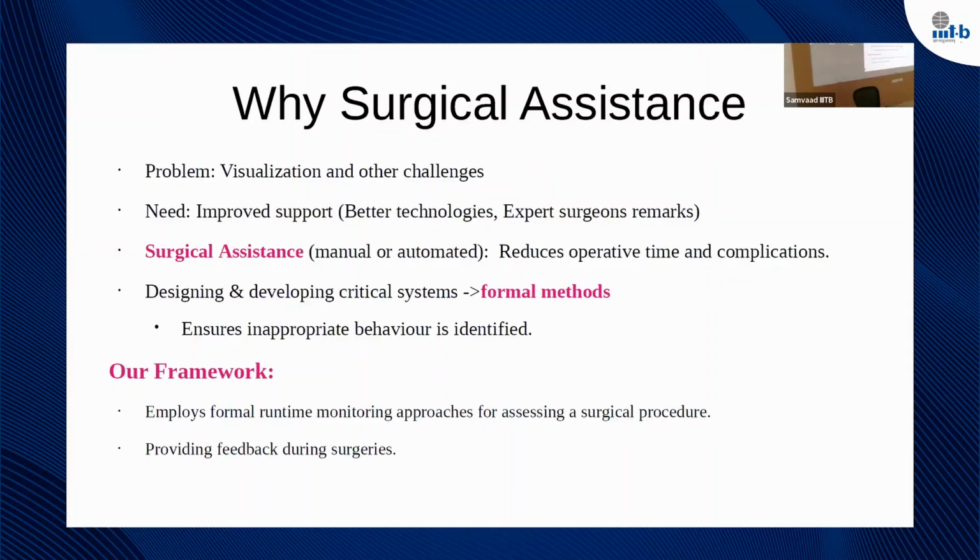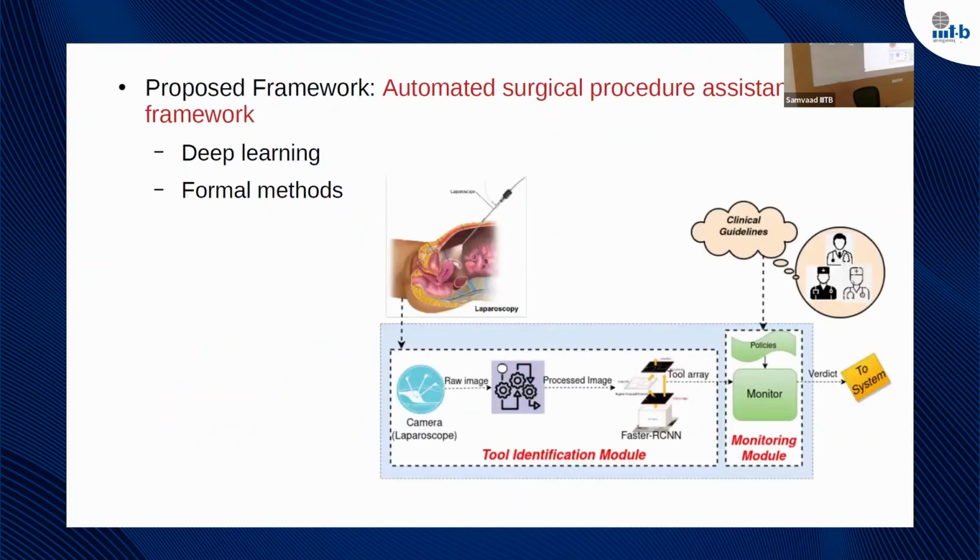And formal methods have been used to design these kinds of safety critical systems, where we can identify inappropriate behavior. The good or bad behaviors, we can write in terms of policies, and we can generate a monitor, as I showed before, and attach it to the system. Whenever the system is running, it can identify good or bad behavior and accordingly give a verdict. That is why, in one framework, we employ these formal monitoring approaches for assessing a surgical procedure and giving feedback to the surgeons.